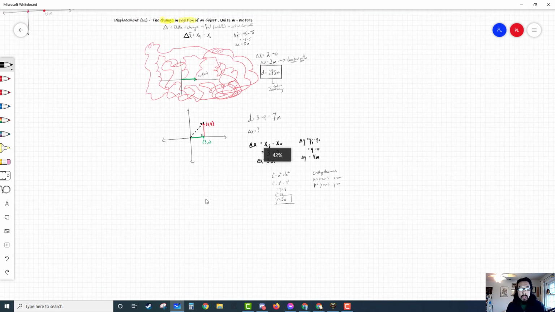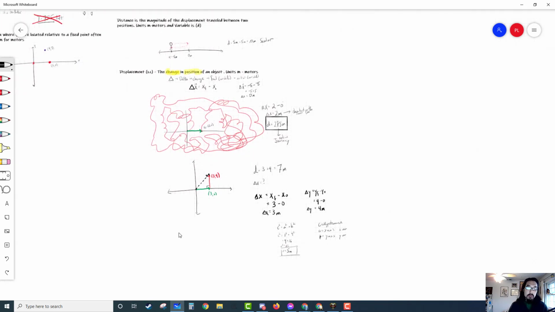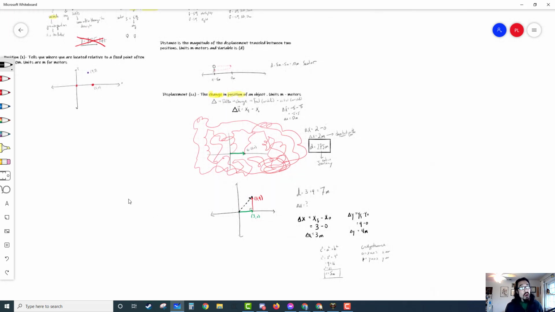All right, that's that for distance and displacement. This is going to be the start of our journey into the kinematics unit. I'll see you next time.